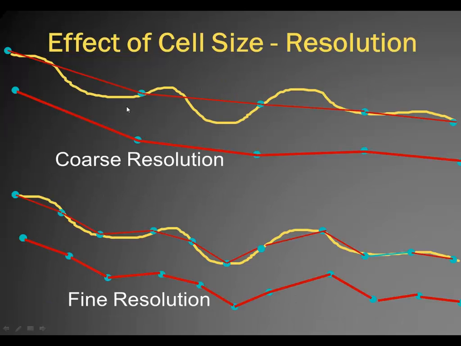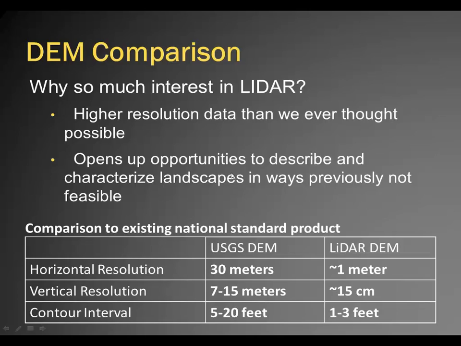Now, cell size. Cell size is what it's all about. If it's coarse resolution, and I'm showing the true landscape here, the yellow is the true landscape. With coarse resolution, depending on where it picked up on the landscape, it would not represent the land very carefully. But with a very fine resolution, you can see with more dots, with more cells, if you will, you're able to pick up more of the detail.